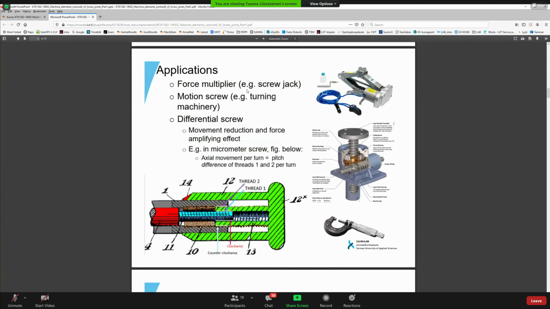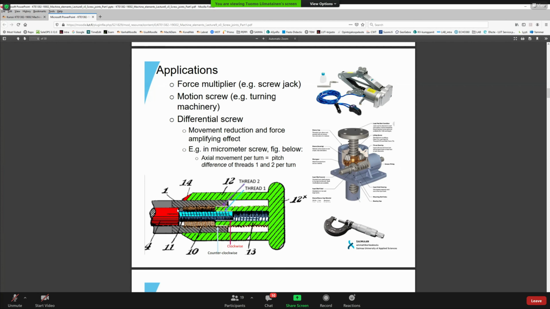Also, you can use it as a force multiplier, like a screw jack, motion screw, turning machinery, and a differential screw. So where you can obtain movement reduction or increase, usually reduction, and by the way, a force amplifying effect. This is used, for example, in a micrometer screw, like in the picture below.